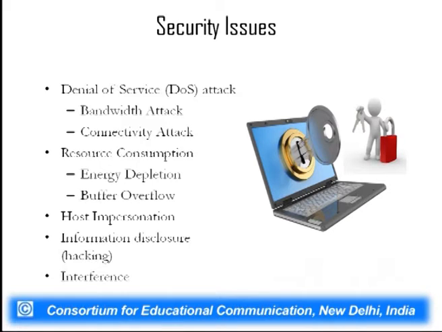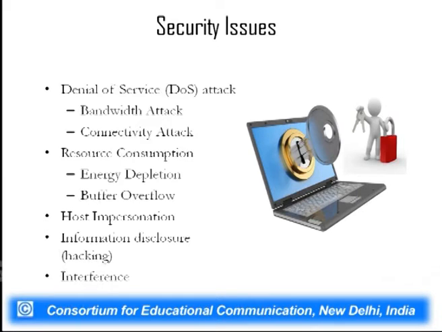Next is host impersonation. This is basically duplicating the identity of an authorized person to enter into the system, and once entered, the person can tamper with the data available. The next is information disclosure, very similar to host impersonation, but better known as hacking. In this case, every file, every service, every socket, every port becomes vulnerable to the hackers, and they can regulate it from outside, that is, remote access becomes available to them.